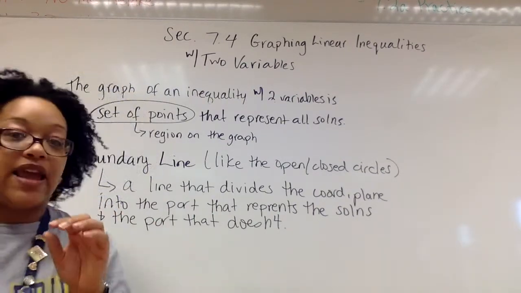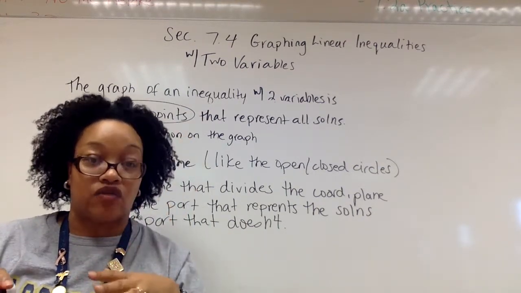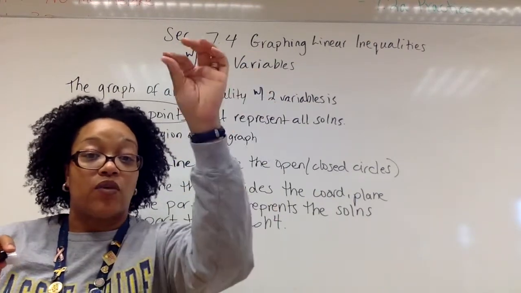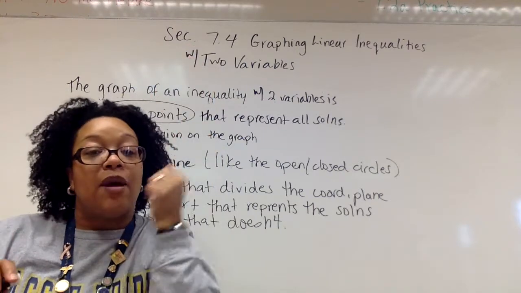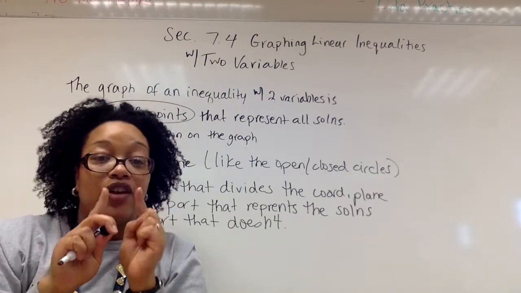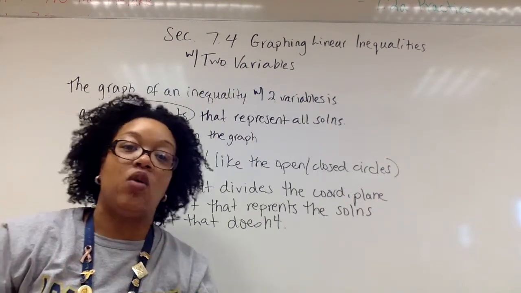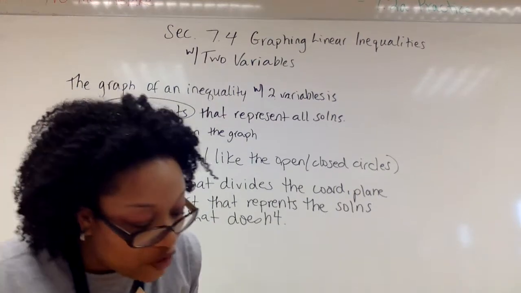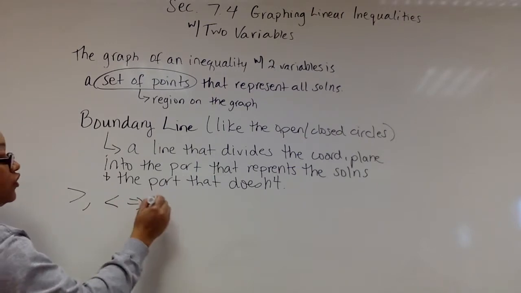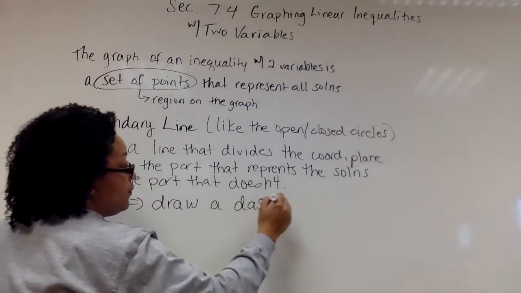Now, there are two types of lines that you're going to have to be able to physically draw. You're still going to do your y-intercept and then your rise over run to get your second point. But before you pick up that ruler and just draw a straight line, I've got to tell you what that line should look like, okay? And that depends on the inequality that you have. If your inequality is just greater than or less than, you are going to draw a dashed line.